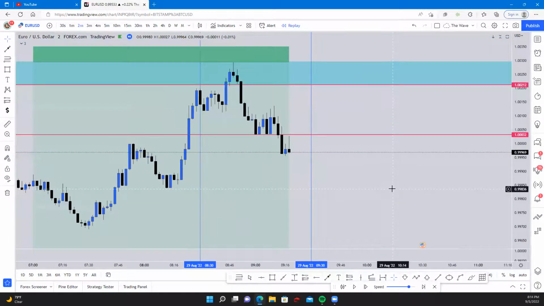We'll drop down to the 2 minute. You see here, this big push breaks these lows. So we'll mark this up here. We have here a break of structure.